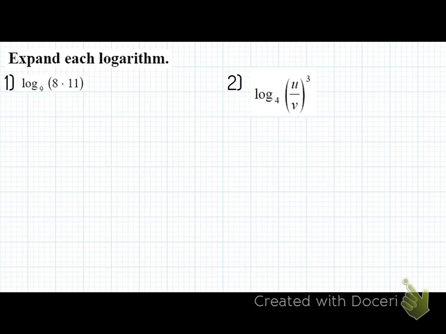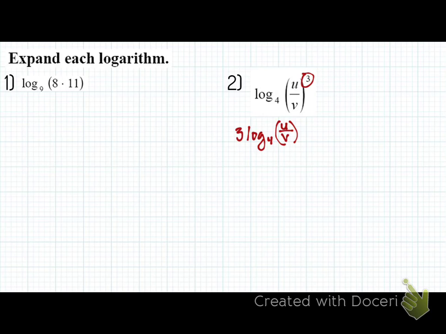Okay, so the first thing you want to do, you could do this a couple of ways, but we're going to take out this 3 and move it to the front. So we have 3 log base 4 of u over v. Okay, the next thing I'm noticing is that I have this quotient property here.